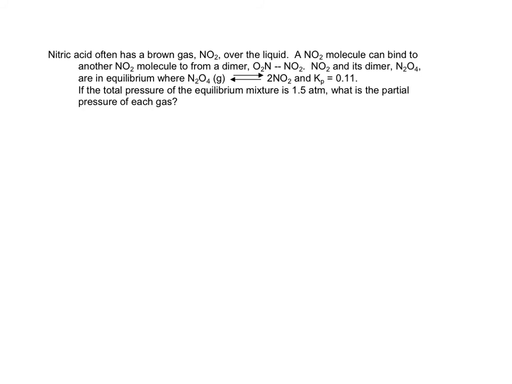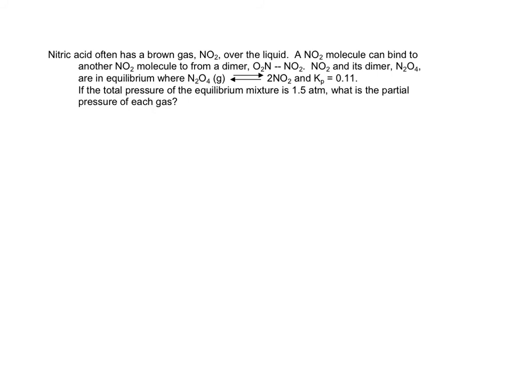An NO2 molecule can bind to another NO2 molecule to form a dimer. So dimer means two bonded together, like polymer is many bonded together. Dimer would be just two bonded together. So NO2 and its dimer, N2O4, are in equilibrium where N2O4 can dissociate to form, or decompose to form, 2NO2.